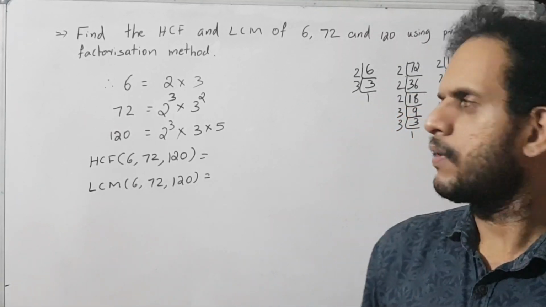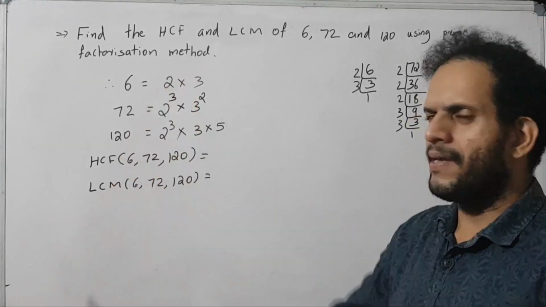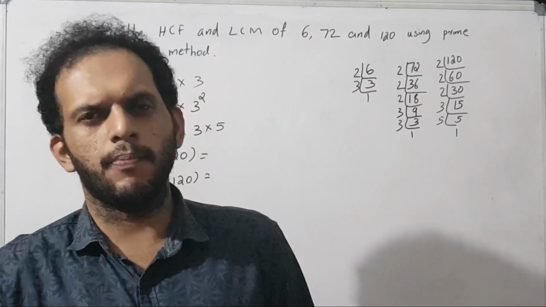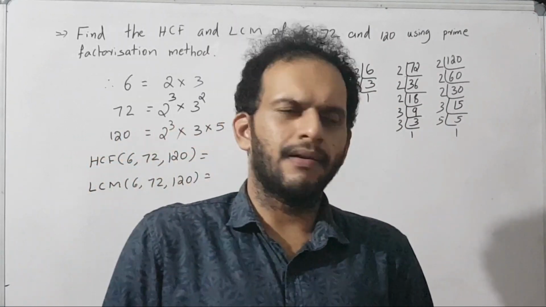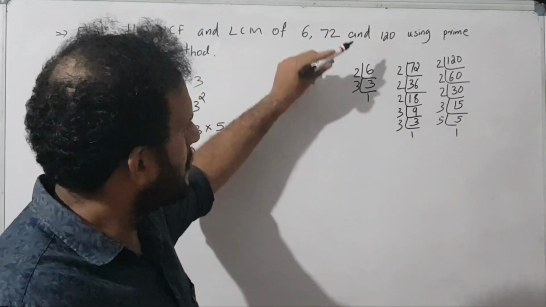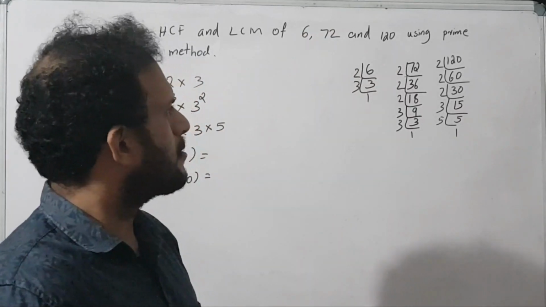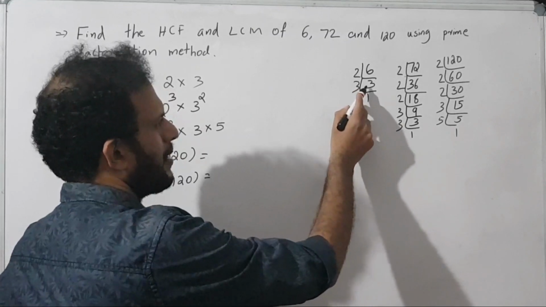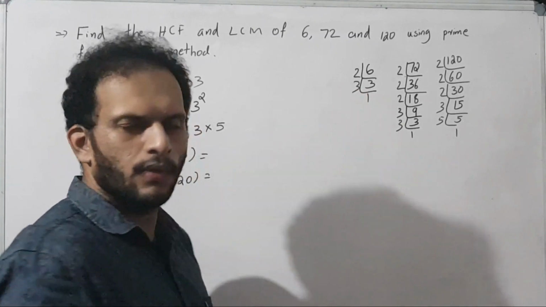Okay. So here, for finding the factorization, we know what the first step is. The first step is to factorize the numbers. So we factorize 6. 2 goes into 6 three times, then 3 goes into 3 one time, correct?